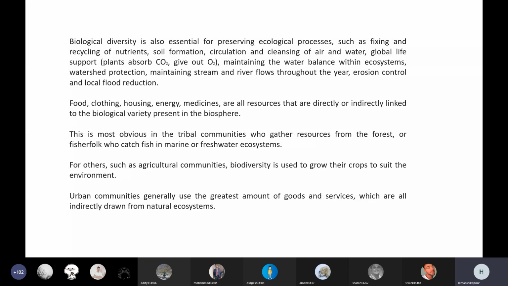So soil बनना भी या nutrients का recycle होना, cleansing of air and water. So this is all contributed by biodiversity. So ये तो ecosystem sustenance services है. Now we take up a lot of resources which comes from the biodiversity in our day-to-day lives. The food, clothing, housing, energy, medicine. So it is all coming from biodiversity side, that चाहे directly आए या indirectly आए, but it is coming from the biological diversity which is present in the biosphere. Okay?